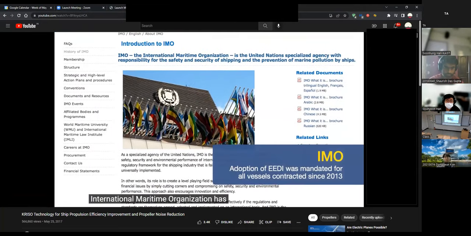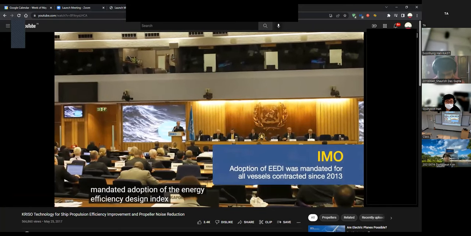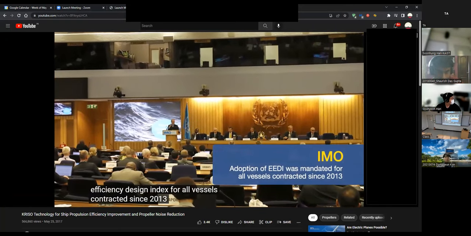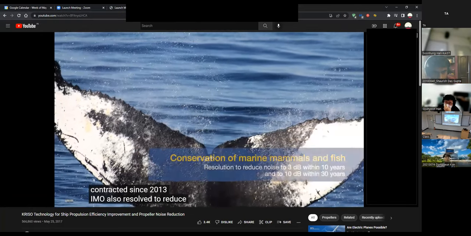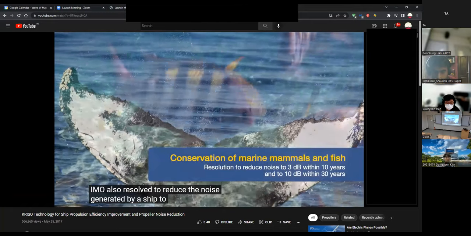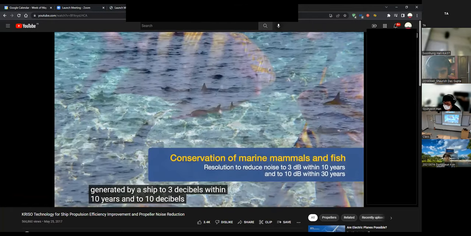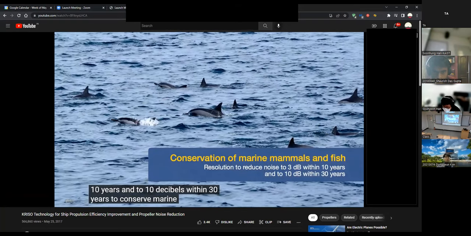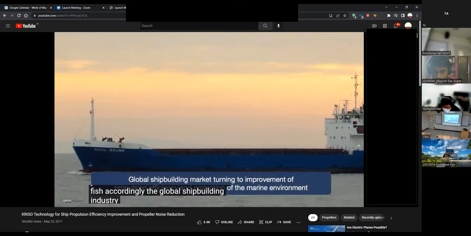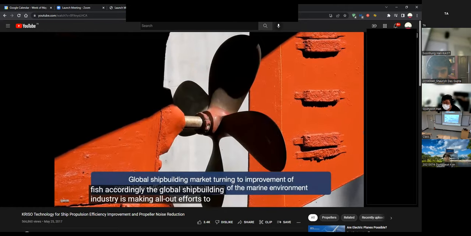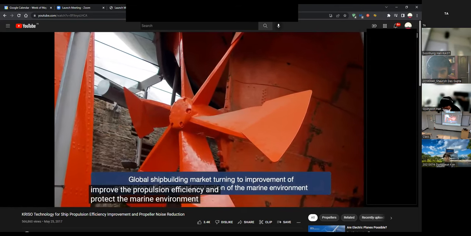International Maritime Organization has mandated adoption of the Energy Efficiency Design Index for all vessels contracted since 2013. IMO also resolved to reduce the noise generated by a ship to 3 decibels within 10 years and to 10 decibels within 30 years to conserve marine mammals and fish. Accordingly, the global shipbuilding industry is making all-out efforts to improve the propulsion efficiency and protect the marine environment.